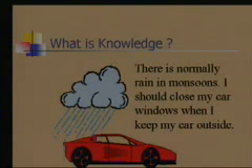What is knowledge? Knowledge is that it normally rains in the monsoons. I should close my car windows when I keep my car outside. That is knowledge, because that is something which we have gained from our past experience and something which we are using as a reference to the future. This is the difference between data, information, and knowledge. So what we have done is we have really sidestepped the question of defining information. We have seen through examples what we mean by information.